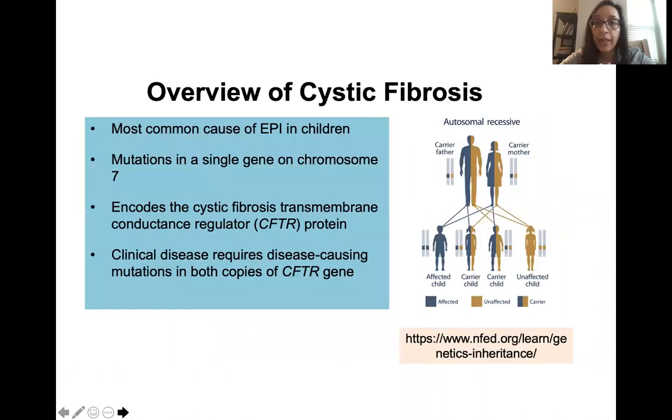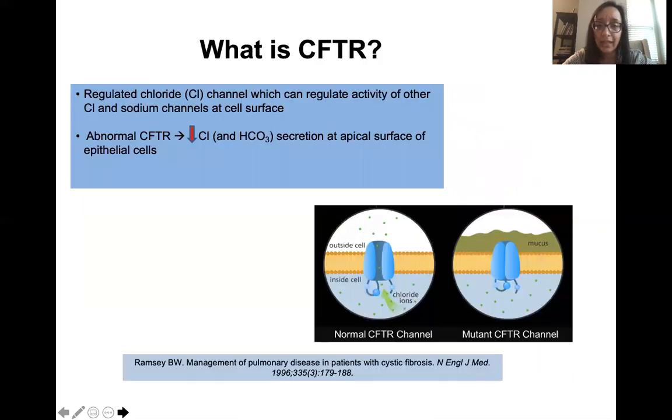Brief overview. As you know, cystic fibrosis is an autosomal recessive condition. It is the most common cause of exocrine pancreatic insufficiency in children. The mutations for this disease occur on a single gene on chromosome 7, and this gene encodes the CFTR protein. In order for someone to have clinical disease, they are required to have disease-causing mutations on both copies of the CFTR gene. So what is CFTR?